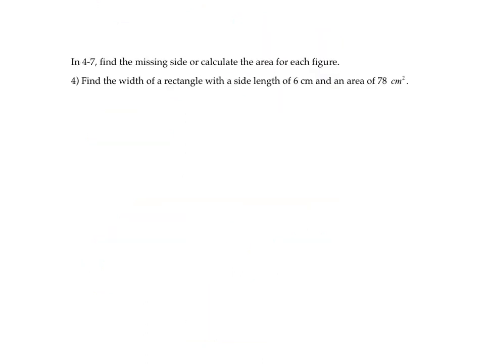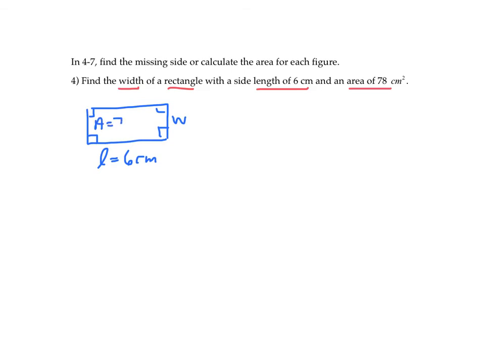Okay, in 4 through 7, it says find the missing side or calculate the area for each figure. So number 4, it says find the width of a rectangle with a side length of 6 centimeters and an area of 78 square centimeters. So I'm just going to draw a little sketch and label it with the information that we know. Okay, we're looking for the width, so I'm going to call that W. And we're told that the length is equal to 6 centimeters. And the area is equal to 78 square centimeters.